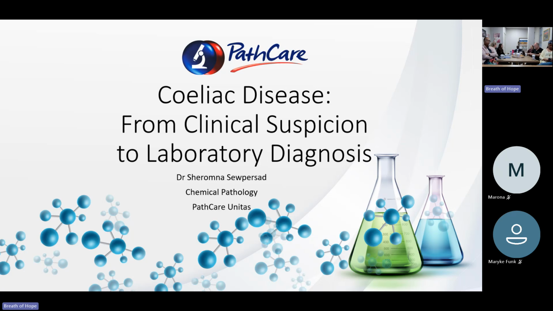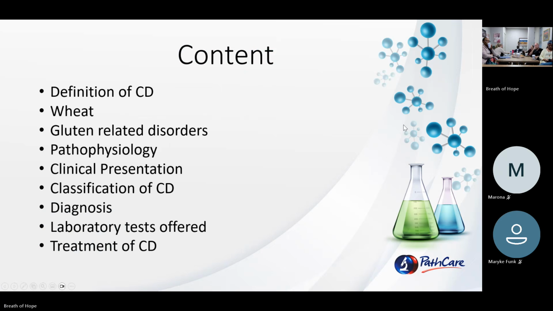So I'll be going through celiac disease. The presentation is titled From Clinical Suspicion to Lab Diagnosis. I'll go quickly through a definition of celiac disease, then wheat, which plays an important part in understanding the pathophysiology. So wheat and gluten-related disorders, just touching on those. And then the pathophysiology, the clinical presentation, one type of classification of celiac disease, then the diagnostic algorithms that we can use, the laboratory tests that are offered, and then just a slide on the treatment of celiac disease.